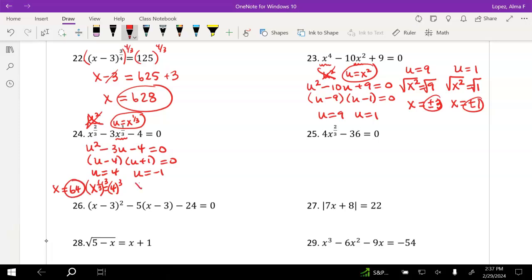I'm also going to unsubstitute the u here for x to the 1/3. I'm going to raise both sides to the reciprocal power again, 3, and I'm going to end up with an x of negative 1.